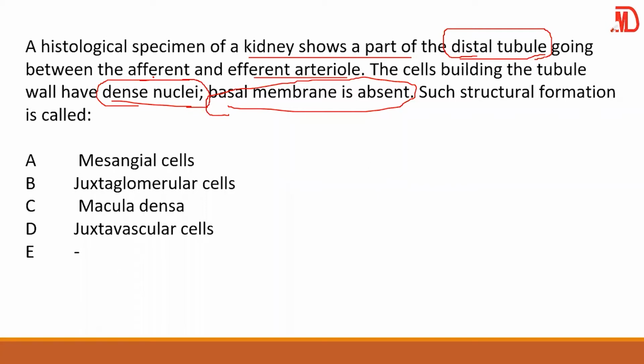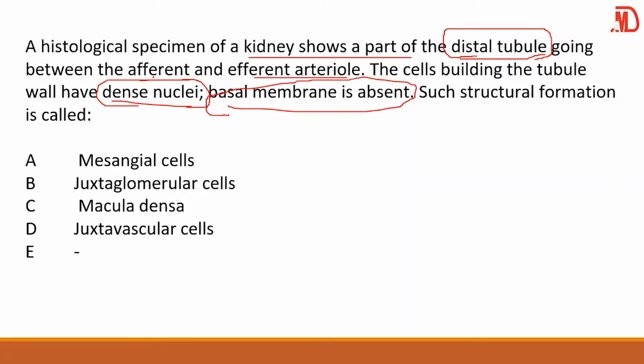And again, these are very sensitive to sodium chloride. So what it means is that when there's a decrease in sodium chloride concentration, these cells decrease their resistance to blood flow in the afferent arteriole. They have decreased resistance in the afferent arteriole, and then it will cause an increase in renin release.